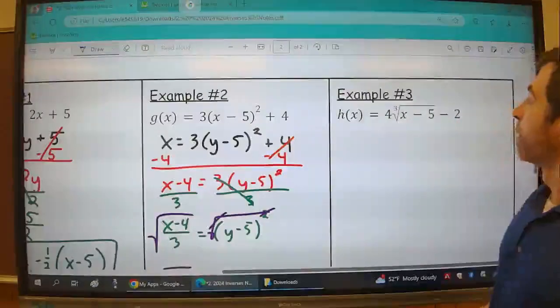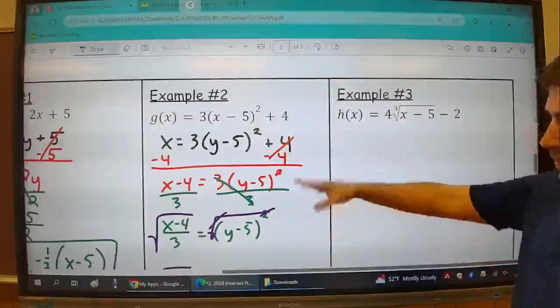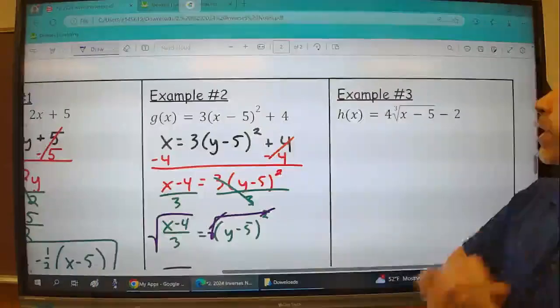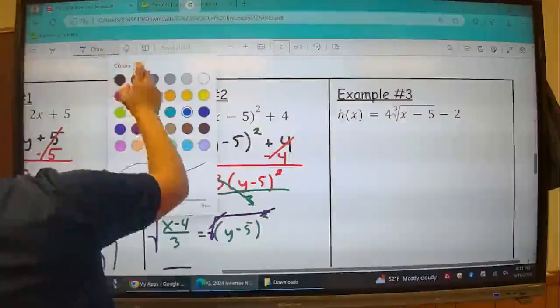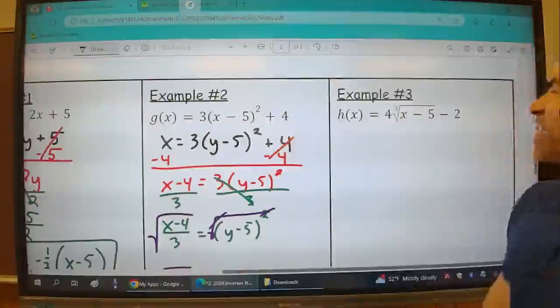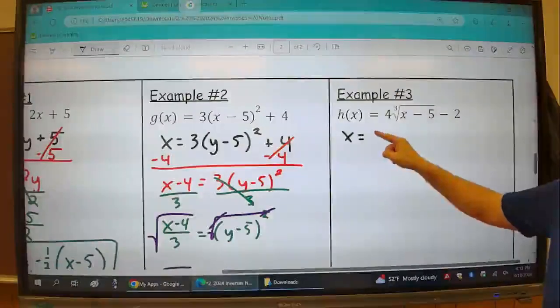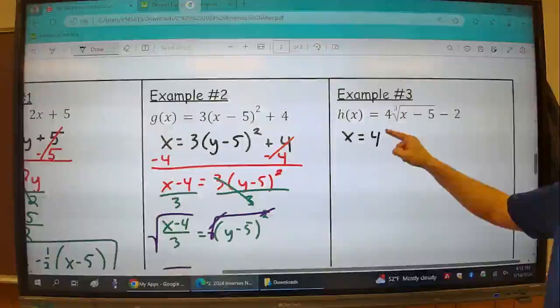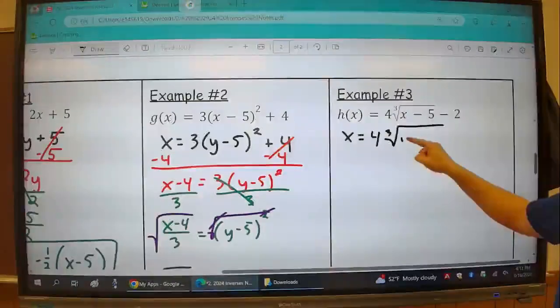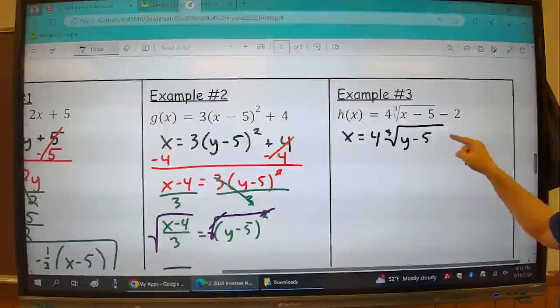Welcome back. Okay, let's try to do better on this one, because I messed up that one a couple of times. So we're going to start with my original, but I'm going to flip-flop x and y. So we have x equals 4 times the cube root of y minus 5, minus 2.